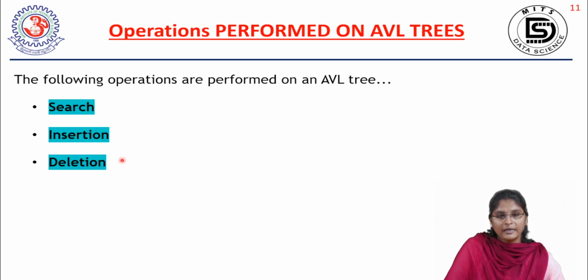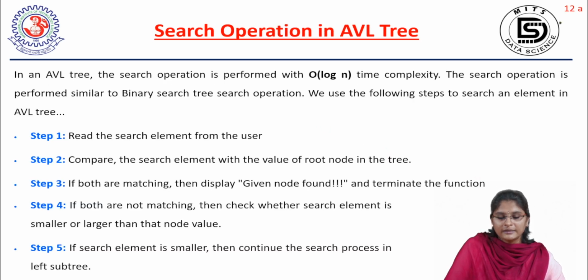And after deleting, whenever we are deleting, we need to check whether the balance factor is adjusted or not. So this is the additional factor in AVL trees. Next one, the searching operation in AVL tree.